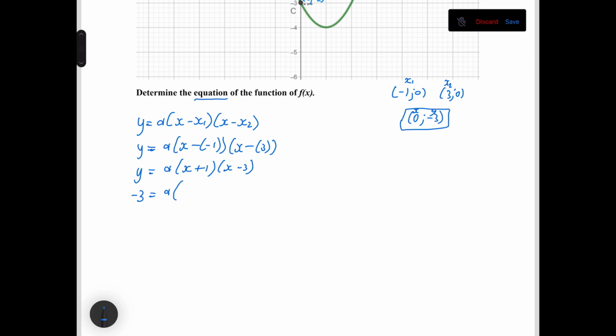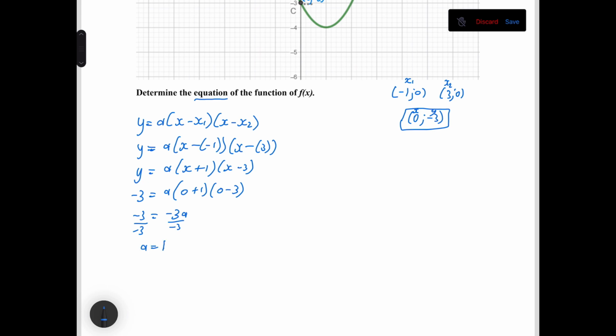So now we only have one variable. So it's 0 plus 1 and then 0 minus 3. And here we know that 1 times 3 is obviously going to be negative 3. And then we divide by negative 3 on both sides. And then a is equal to 1.